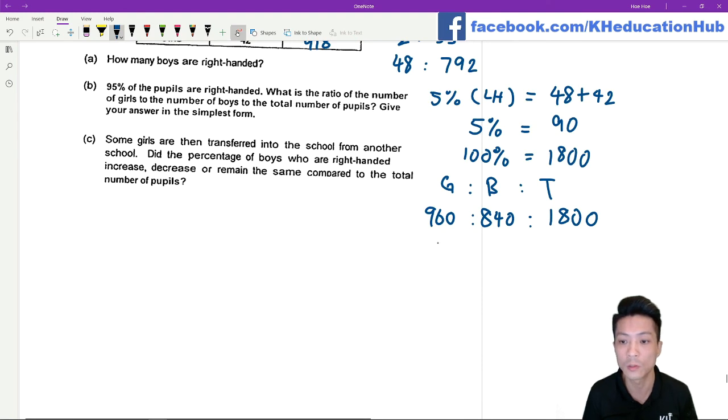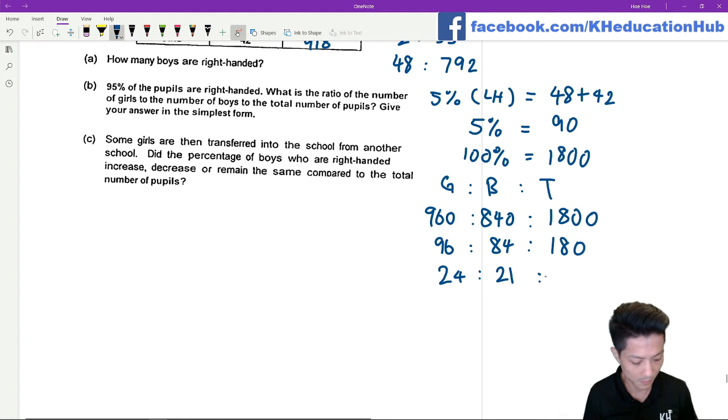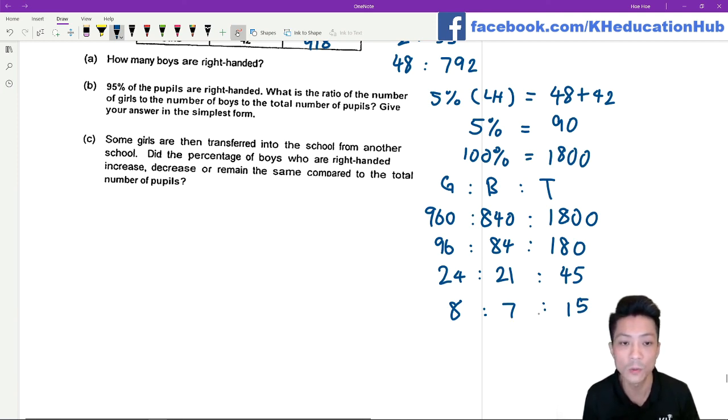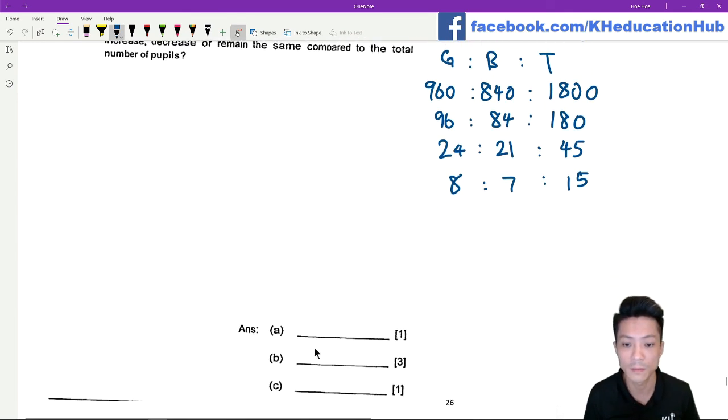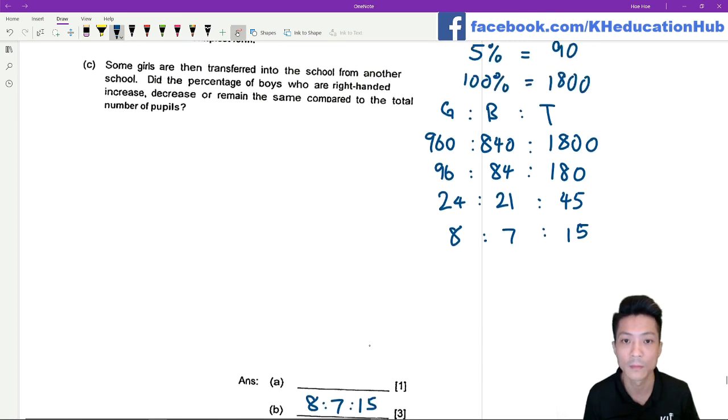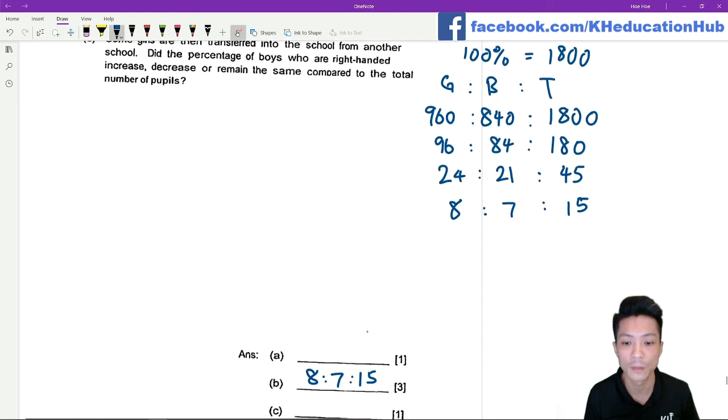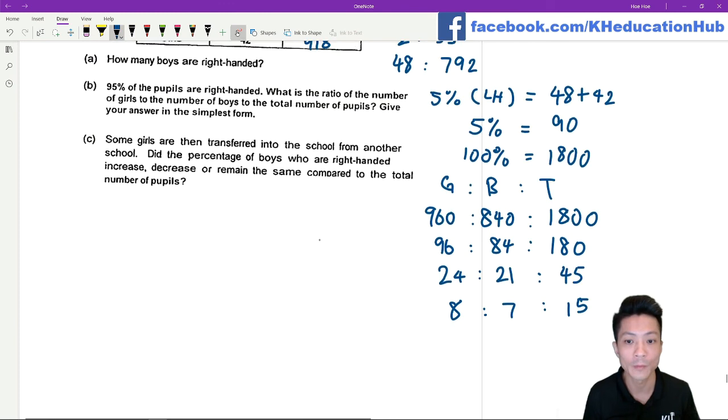We are going to slowly change it into the simplest form. So the ratio is 8 to 7 to 15. That is the answer for part B. The answer for part A is 792. Move on to part C.